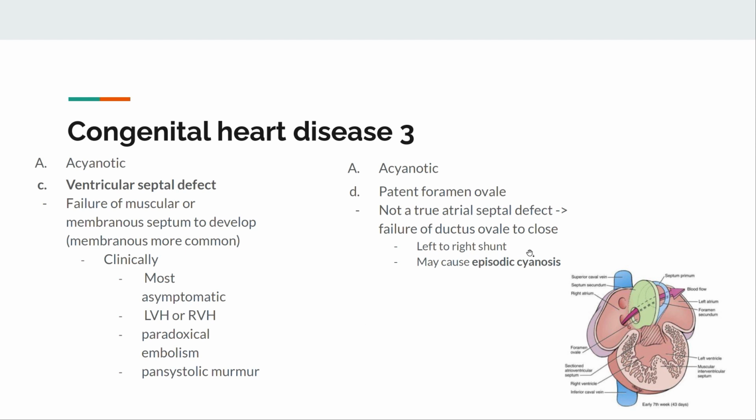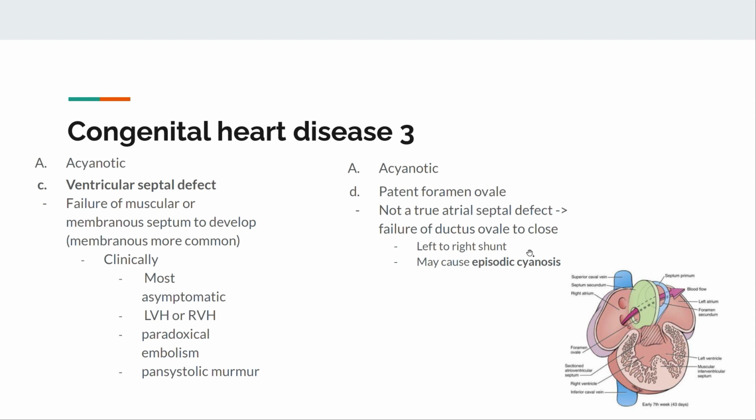So then, two more really important ones to know is the ventricular septal defect. This is failure of the muscular or membranous septum to develop. The membranous is a more common ventricular septal defect. So mostly these are actually asymptomatic, which is good, but you can get left or right ventricular hypertrophy, and its associated sort of heart failure symptoms. You can also get something called a paradoxical embolism.